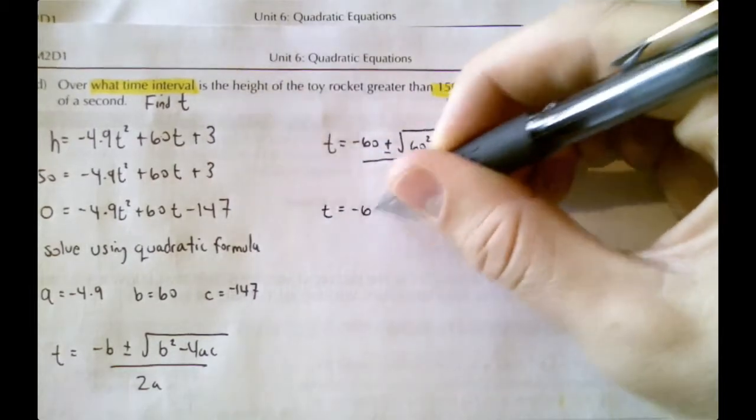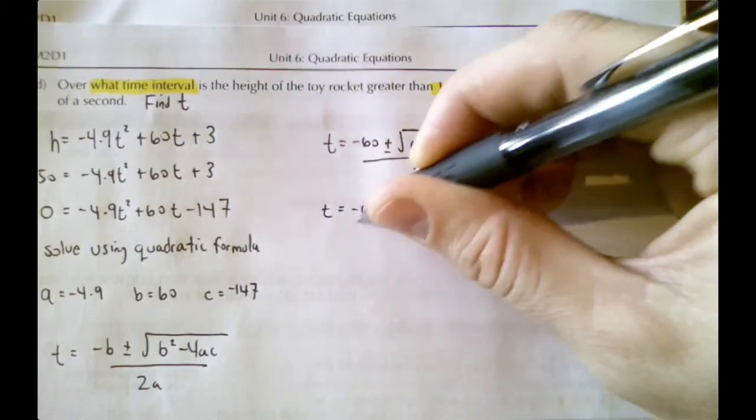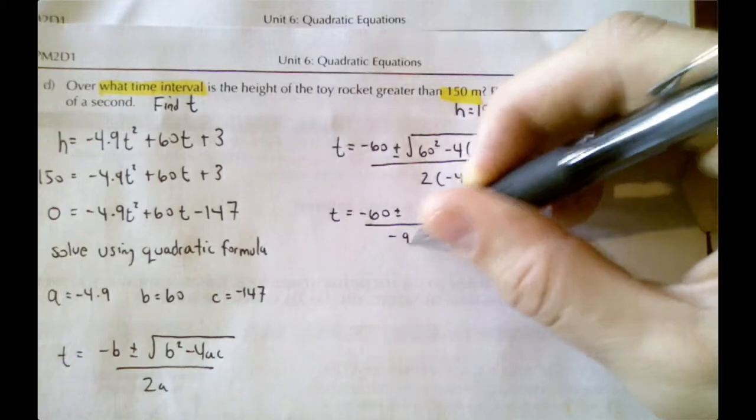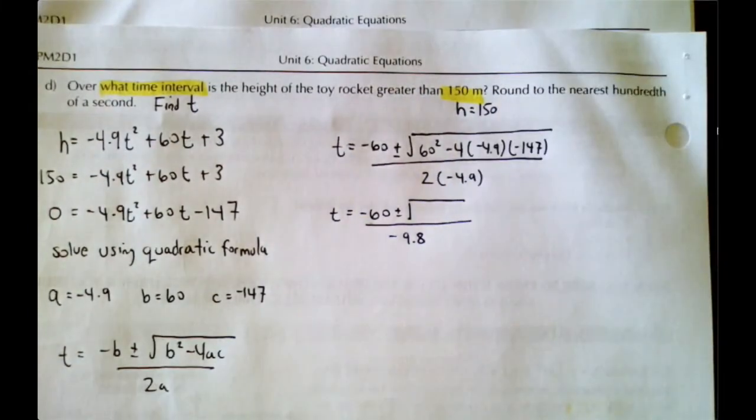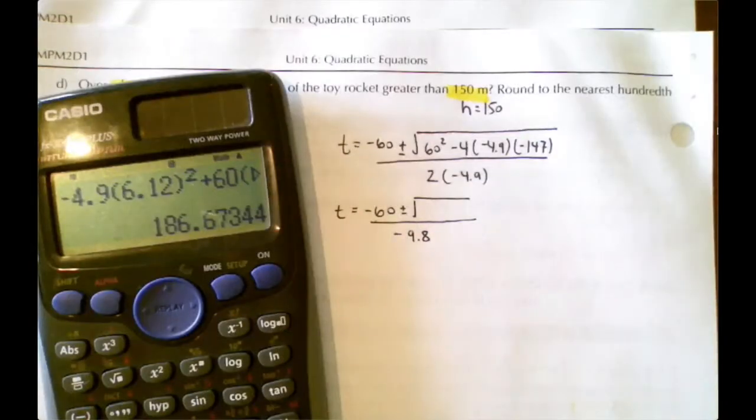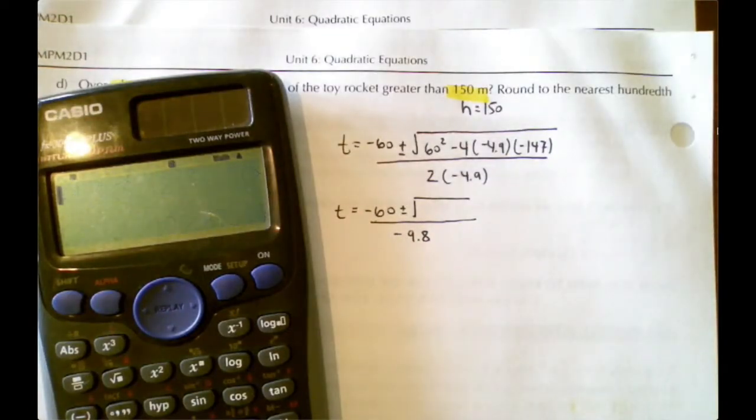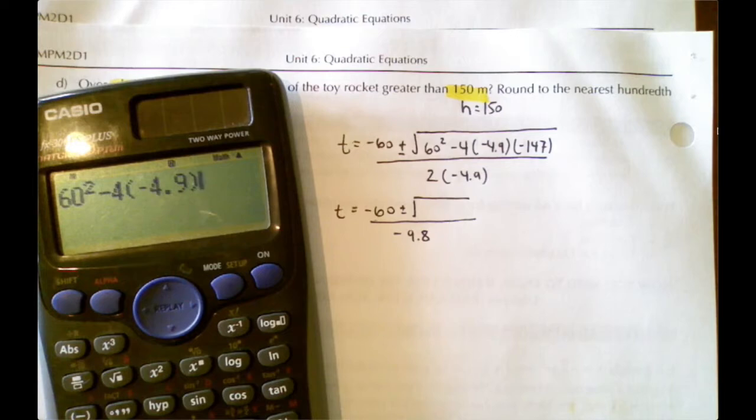So we got negative 60 plus or minus, negative 9.8 on the bottom, and we want to find out what that discriminant is. Let's see how many answers we're going to get. So we got 60 squared minus 4 times negative 4.9 times negative 147, and we get 718.8.